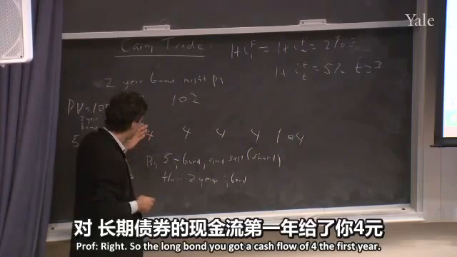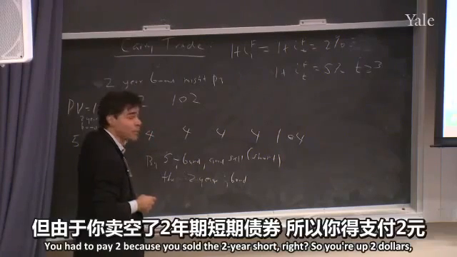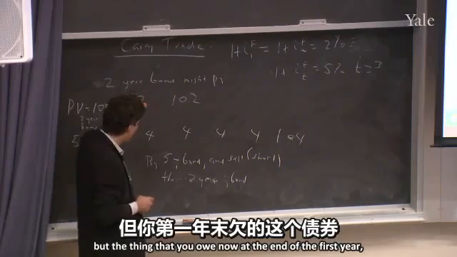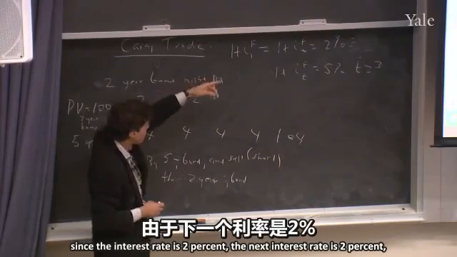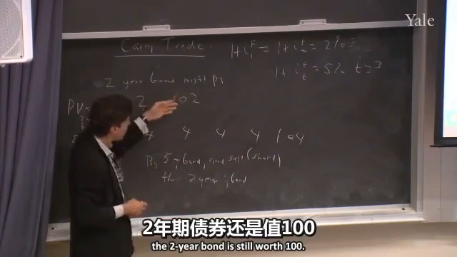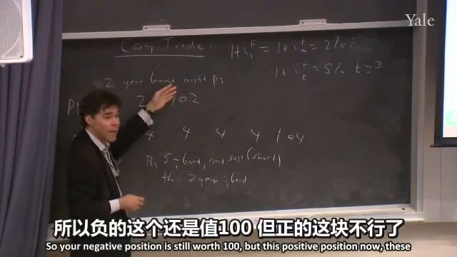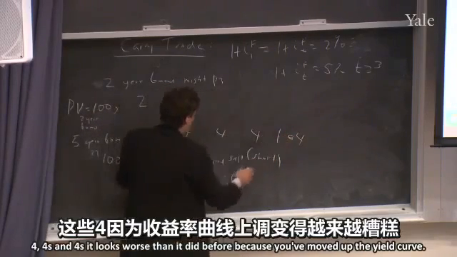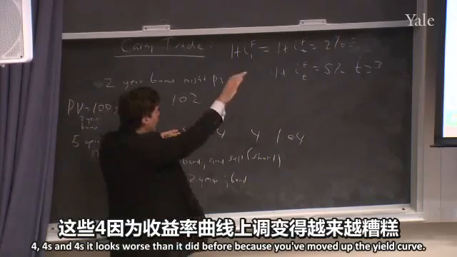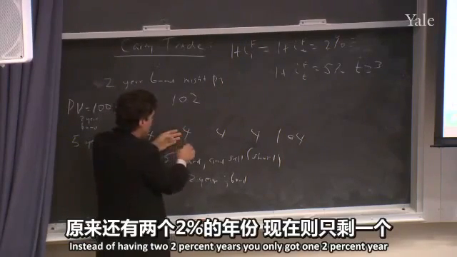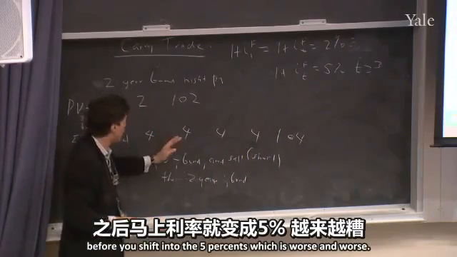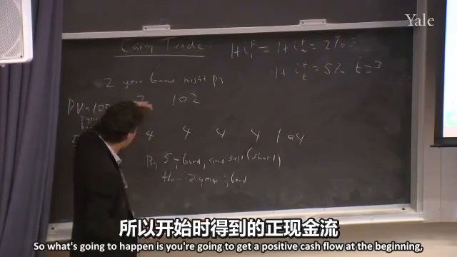Right. So the long bond, you got a cash flow of 4 the first year. You had to pay 2 because you sold the 2-year short, right? So you're up $2. But the thing that you owe now at the end of the first year, since the next interest rate is 2%, the 2-year bond is still worth 100. So your negative position is still worth 100. But this positive position now, these 4s, looks worse than it did before because you've moved up the yield curve. Instead of having two 2% years, you only got one 2% year before you shift into the 5%, which is worse and worse. So what's going to happen is you're going to get a positive cash flow at the beginning.